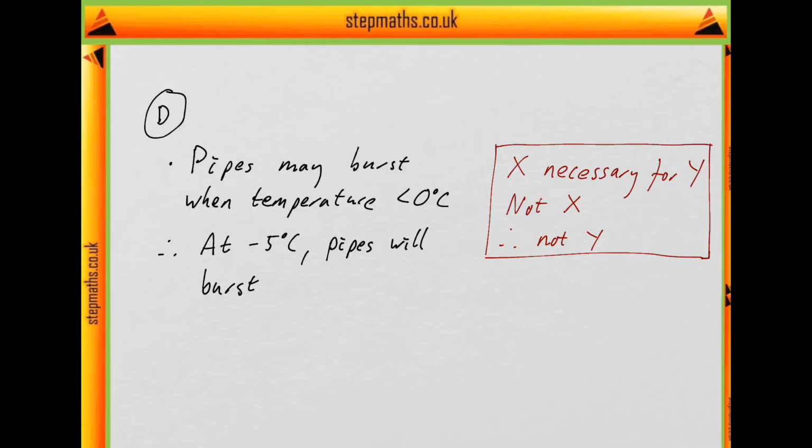Now let's look at D. D starts with pipes at risk of bursting, so they might burst if the temperature is below zero. So that's not a necessary condition, because it isn't saying the pipes can only burst when the temperature is below zero. So it's not giving a necessary condition for anything. It's a may statement instead of a must or an only. So it looks like D is definitely not going to be the answer.